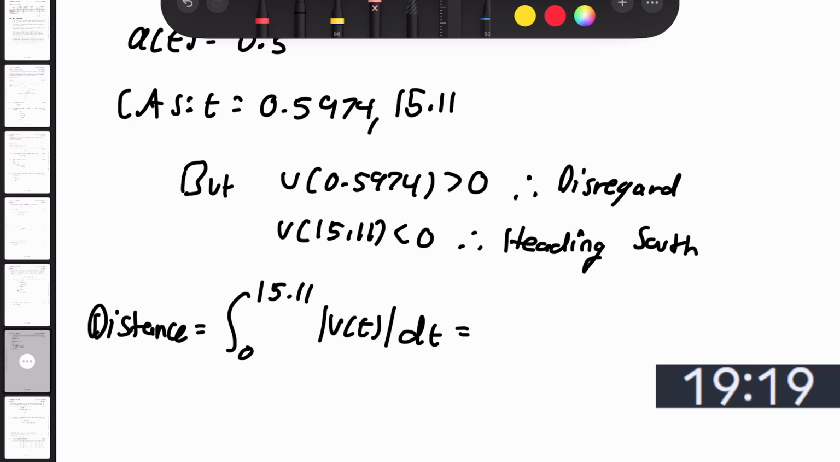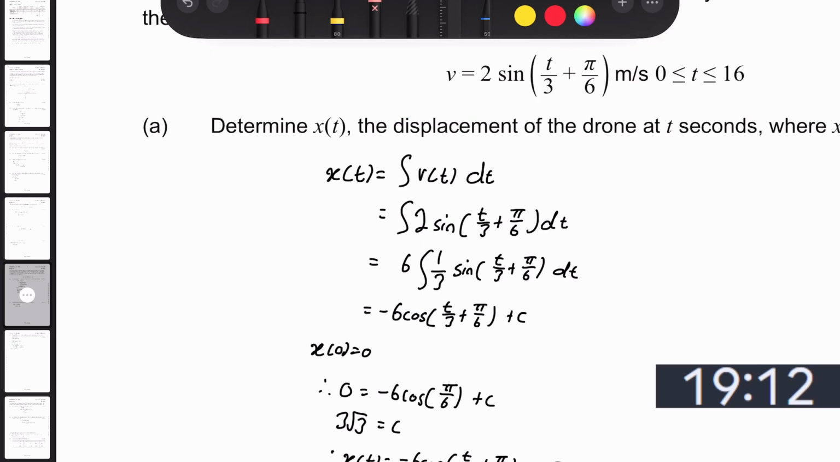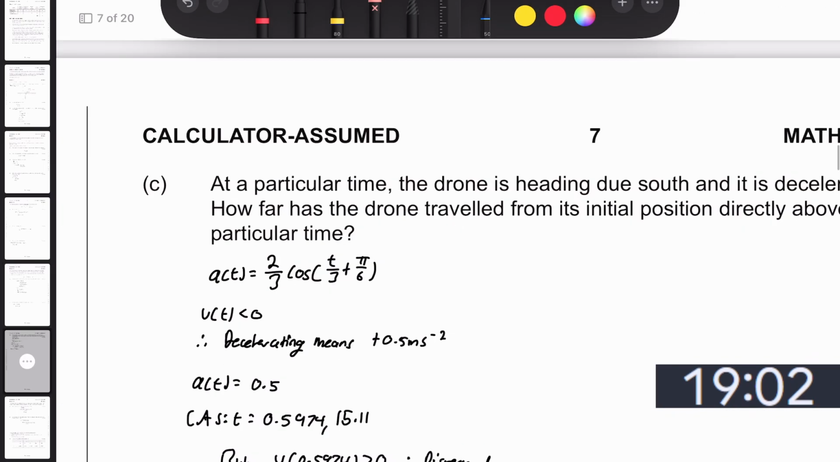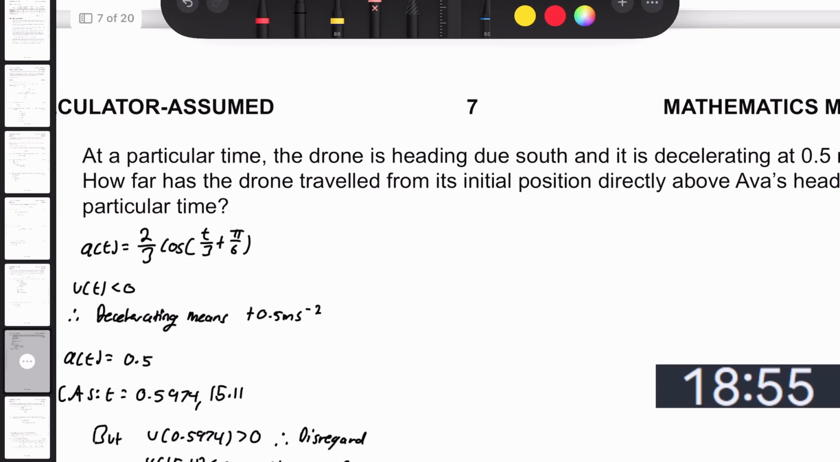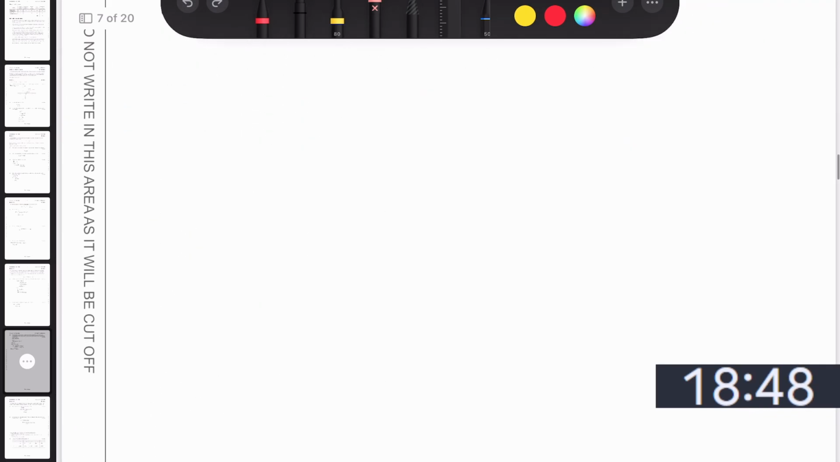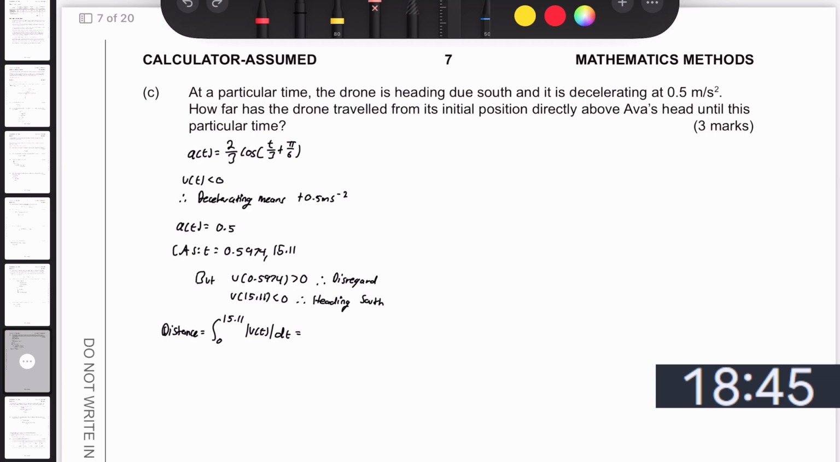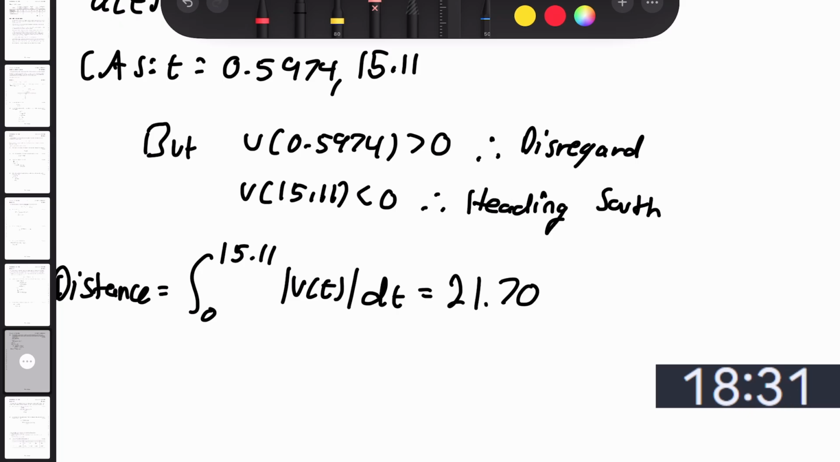Oh, if I check and it's not, I'm maybe so angry. The velocity was 2 sine of x on 3 plus pi on 6 dx. See, this makes me think it's displacement, but then this makes me think it's distance. So now, I don't know what to think. 0.70 meters.